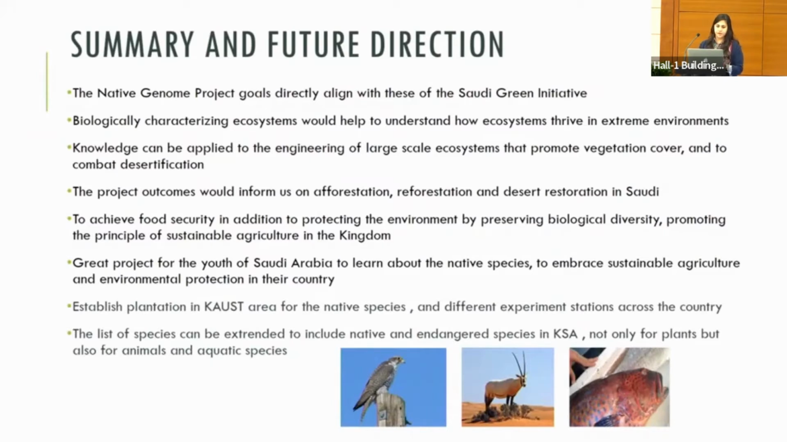For the future direction, experimental stations will be established in the KAUST area and in different areas across the country. And also, this list of species can be extended to include other native and endangered species, not only for plants, but also for animals and aquatic species such as the falcon, Arabian oryx, and Nagel.